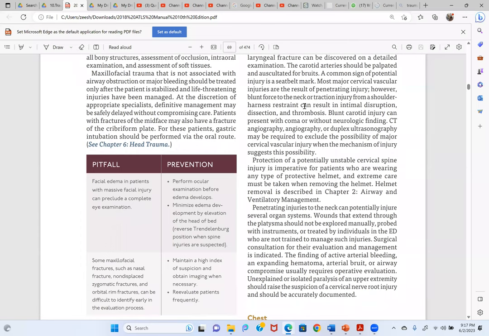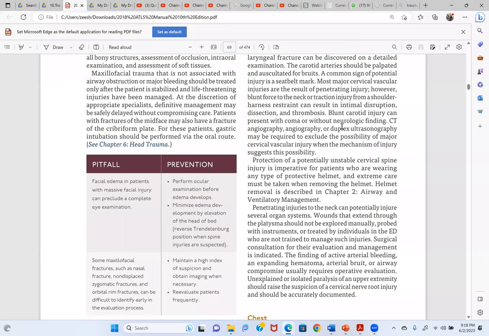However, blunt force to the neck or traction injury from a shoulder harness restraint can result in intimal disruption. It can be a minor injury or even up to dissection, resulting in too much bleeding. Okay, so blunt carotid injury can present with coma without neurological finding. CT angiography or duplex ultrasonography may be required to exclude the possibility of major cervical vascular injury when the mechanism of injury suggests this possibility. These are details.